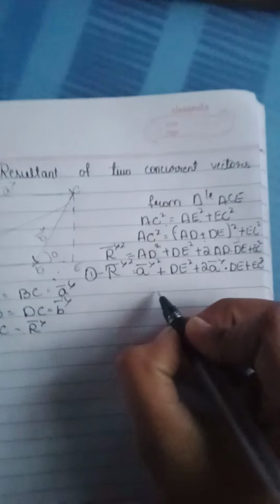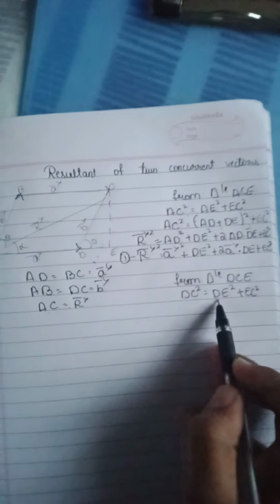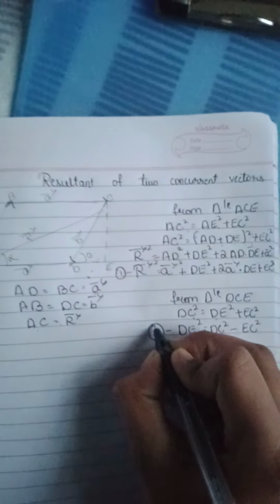Okay, next we take triangle DCE. DC square is equals to DE square plus EC square. So we want DE, so DE square is equals to DC square minus EC square. We take this from the left side, so it takes a minus sign. Let's take it as equation 2.